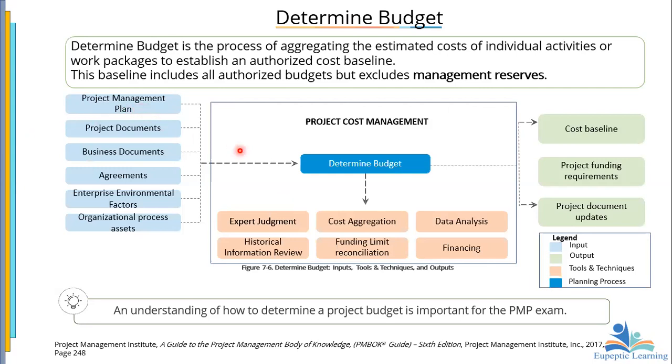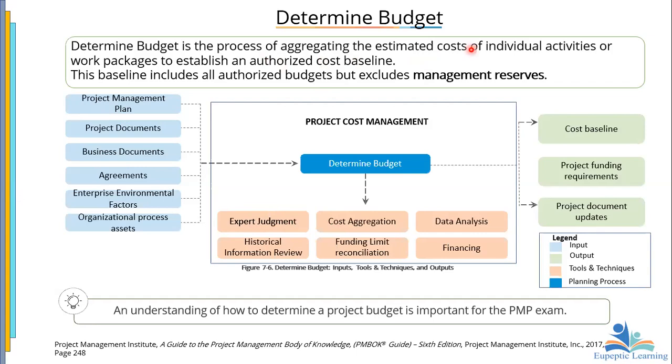What are the inputs to determine budget? We have the project management plan, the project documents, the business documents, the agreements, and then we have the enterprise environmental factors, then the OPAs. Then what are the tools and techniques? Historical information review, which is typically looking at past projects and how much they cost. Then we have expert judgment. Maybe the certified cost professional will come in here to help us in that. Then cost aggregation.